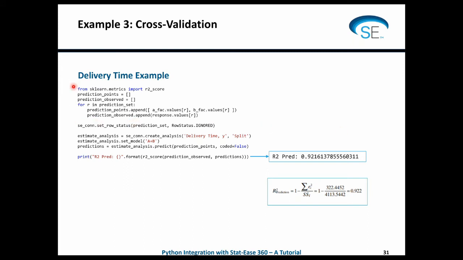So to do this in Python is fairly simple. We have that list of prediction runs in that prediction set list, so we just iterate through those. We're going to create a list of factor settings that we're going to use to predict. And then we also keep track of the observed values, because we need those to calculate the residuals.